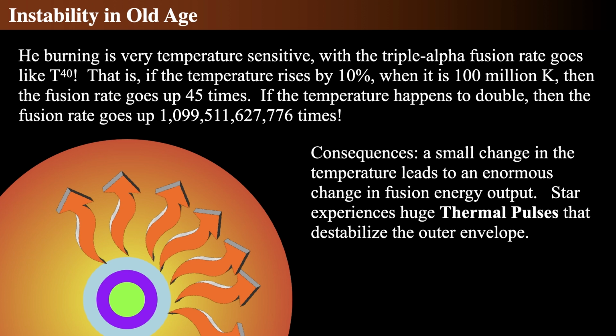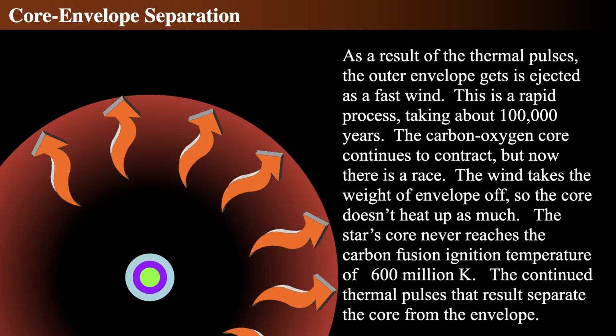So that's a huge jump in fusion rate. If you increase the temperature just a little bit, you get enormous changes in the rate of production. So a small change makes these thermal pulses. I made those arrows to show that all of a sudden there's enormous heat that pushes out from the center, lifting the envelope away, and it destabilizes the envelope of the star, and that makes the core and the envelope separate. As a result, the entire outer envelope is ejected as a fast wind over 100,000 years, which is essentially the entire lifespan of known human history.